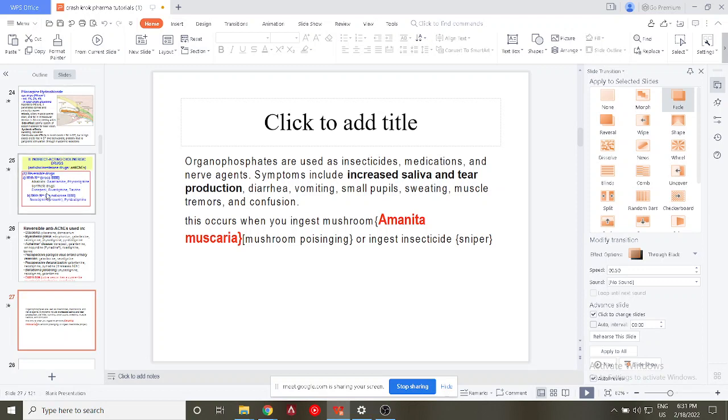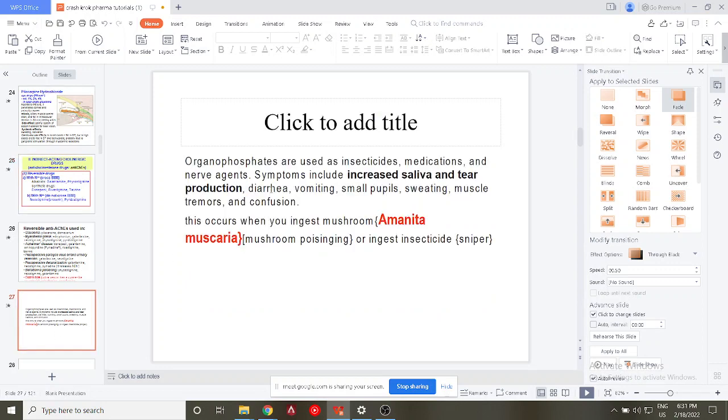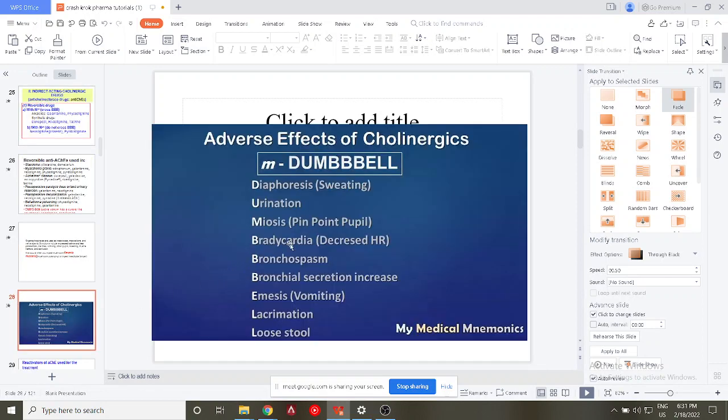So when you take an excess of these drugs, of acetylcholine, you are going to get these symptoms. You're going to get increased saliva, increased tear production, diarrhea, vomiting, small pupils, sweating, muscle tremor, and confusion. And the mnemonic to remember this is DUMBBELS.